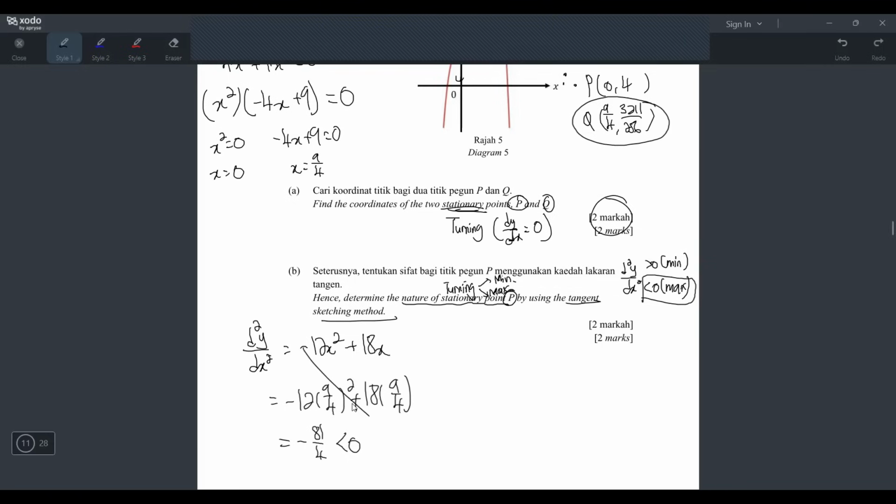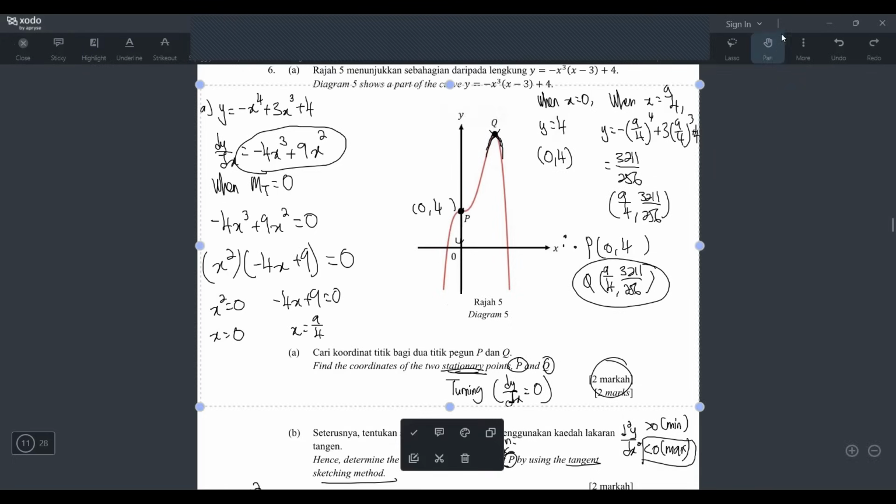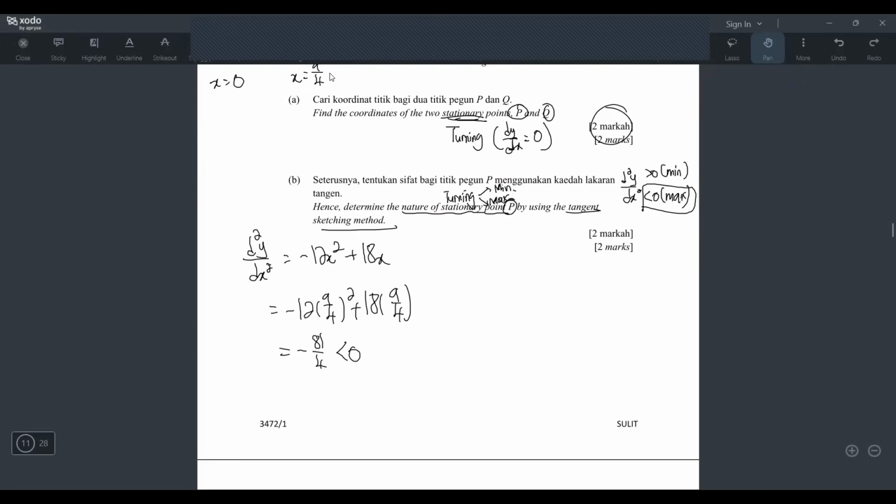But you don't have to do all this actually, because the question never asks you to determine the nature of Q. But Q is maximum anyway. Even in the diagram you can see it. Q is definitely the maximum, because this is the highest point the curve goes. It never goes higher than this, right? But now what happens if I use P? Okay, you will see something happen.